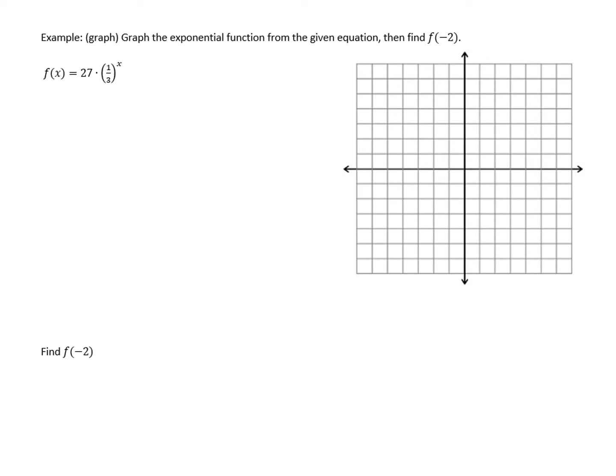All right, so next we're going to look at the graph of an exponential function, and then we're going to evaluate that exponential function for a specific value. So this one says f of x equals 27 times 1/3 to the x. So we could just make a little table.